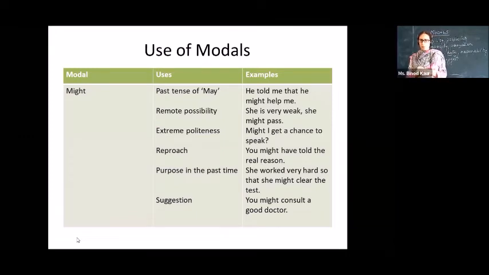Reproach. You might have told the real reason. What does reproach mean? It means when we want somebody to tell us. Purpose in the past time: she worked very hard so that she might clear the test. Suggestion: you might consult a good doctor. So might can be used in suggestion also. Let's move to the next slide.